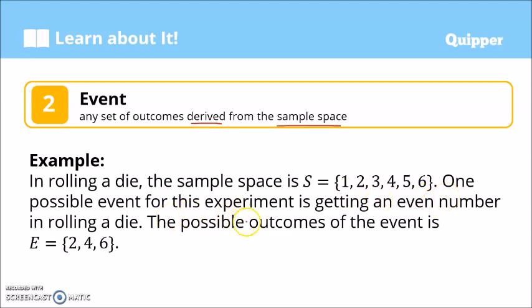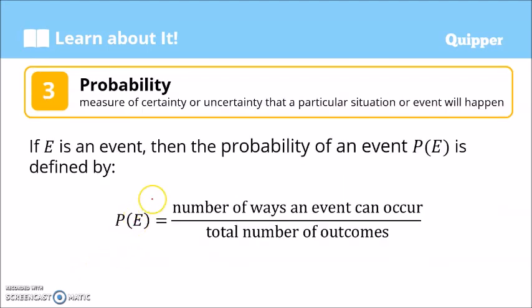One possible event for this experiment is getting an even number in rolling a die. So the possible outcomes for that particular event is given by E equals, it's either 2, 4, or 6. Now for this particular event, we have 3 possible outcomes. So pwedeng 2, pwedeng 4, pwedeng 6.